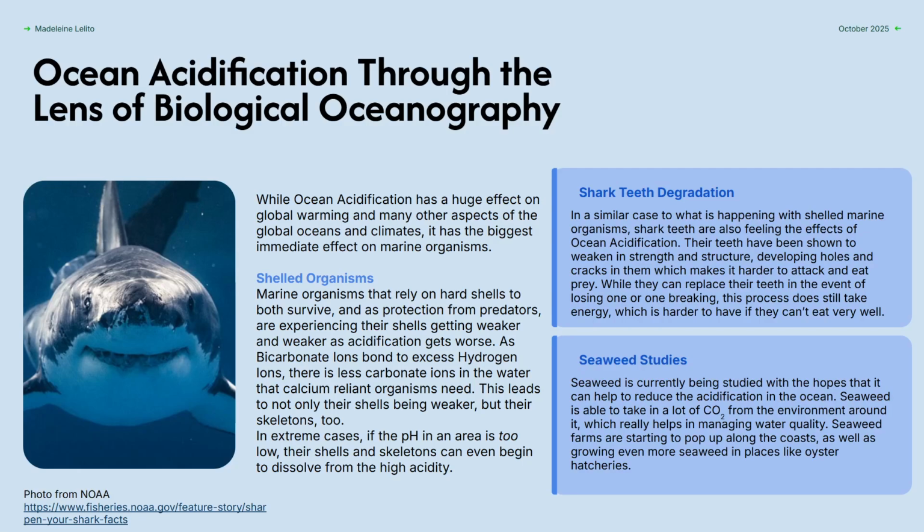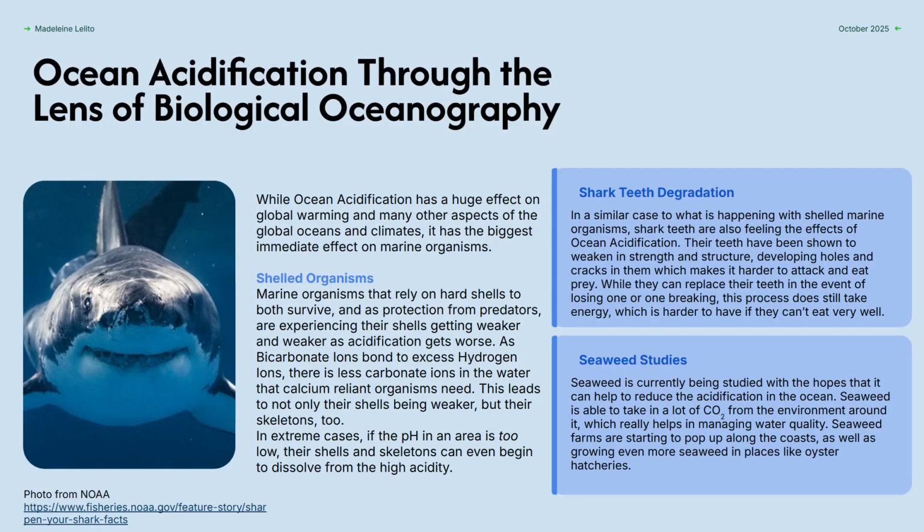This means that their shells and their skeletons are weaker, more brittle and easier to break. In some extreme cases, the pH in an area being too low leads to their shells and skeletons even beginning to dissolve. This also happens to shark teeth. They are shown to weaken in strength and structure, even developing holes and cracks, which makes it harder to attack and eat their prey. While they are able to replace their teeth, it takes a lot of energy, which they wouldn't have if they can't eat very well.